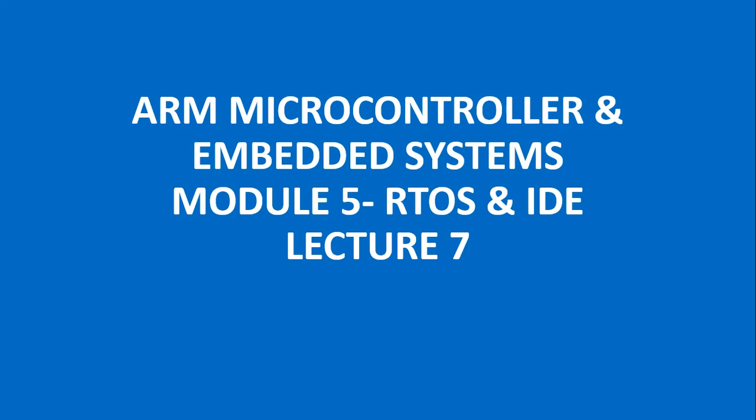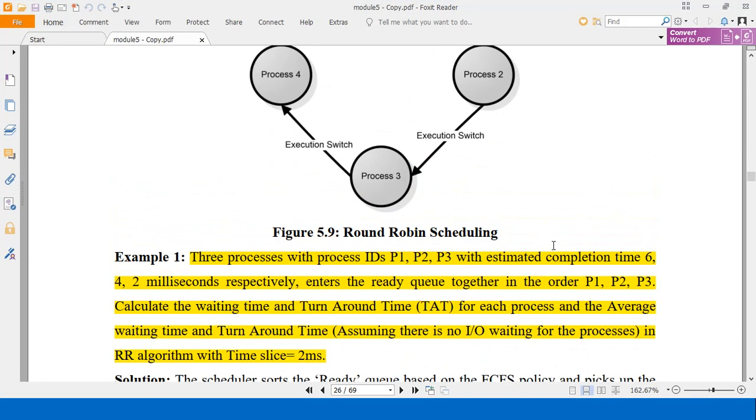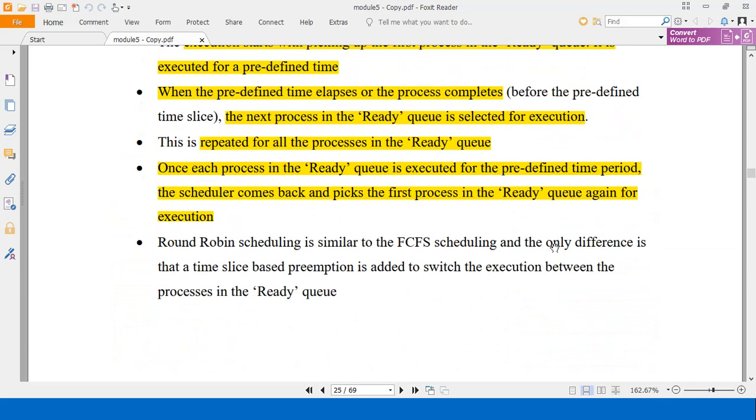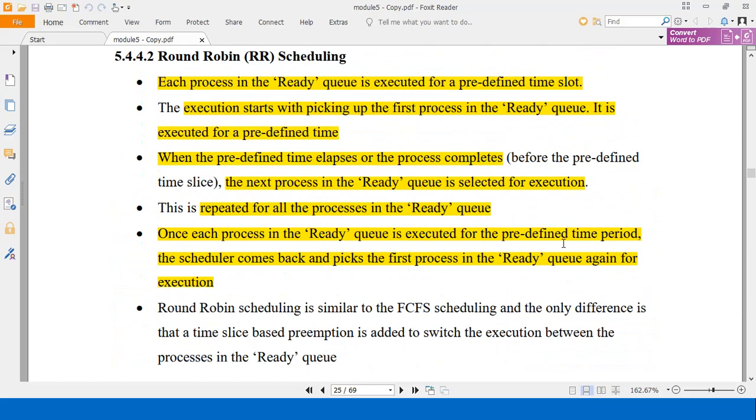Welcome to lecture 7 of module 5 on the subject microcontroller and embedded systems. Subject code is 15EC62 or 17EC62. So in the previous lecture we discussed preemptive shortest job first scheduling, right?